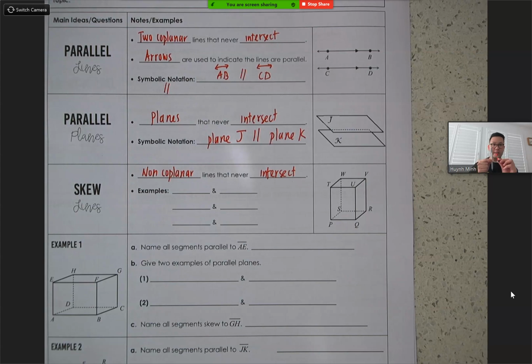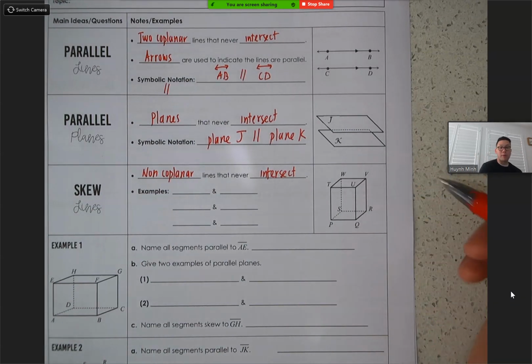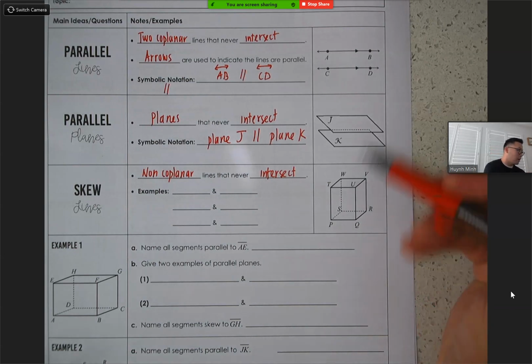They never intersect, right? And they go in different directions. Again, this red pen is going towards me, and this little stylus pen is going up and down. So those would be examples of skew lines. Now, looking at this figure, we can come up with a bunch of examples. I'm going to keep it narrowed down for you guys to understand.